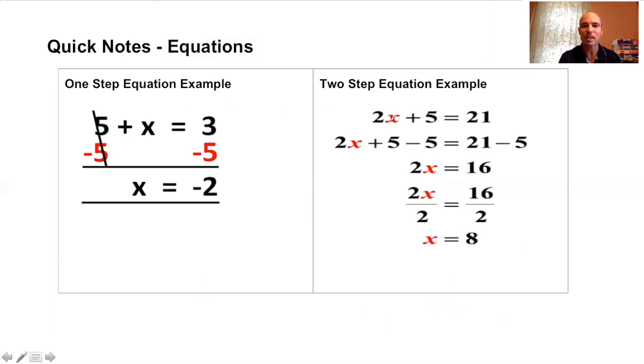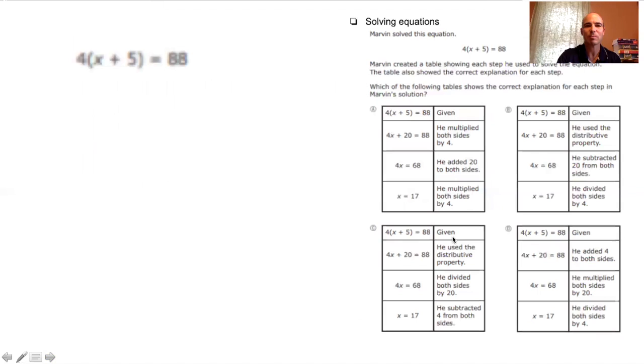Two-step equations, basically the idea is that you are unraveling the variable, getting that variable all by itself, and you do what we call reverse order of operations. So first you get rid of that plus 5 by subtracting 5, and then you get rid of the multiplied by 2 by dividing by 2. So that's just a basic review of simple one-step, two-step equations that you remember very, very well from Algebra 1.